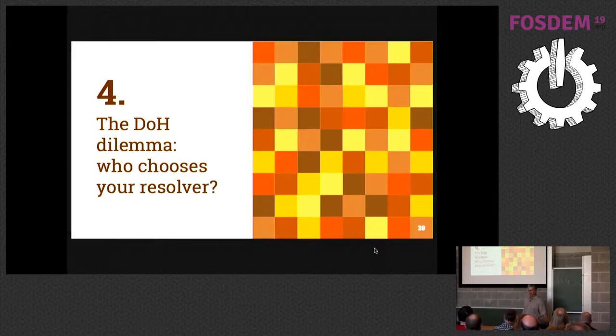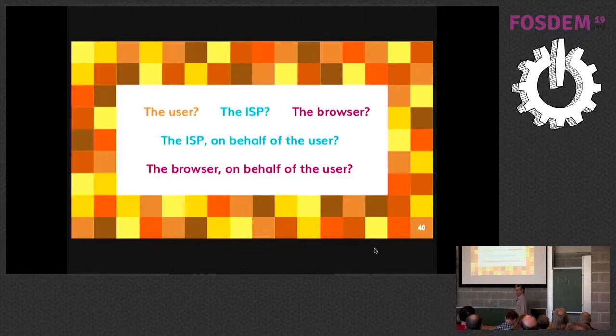The first one is, who should choose your resolver? Should it be the user? Should it be the ISP that pushes it to you through your DHCP? Should it be the browser maker? Or someone on behalf of the user? More or less everyone agrees that yes, the user has to be in control. But then some people add, yeah, but the user is not smart enough. They don't know what they're doing. So we have to do it for them.